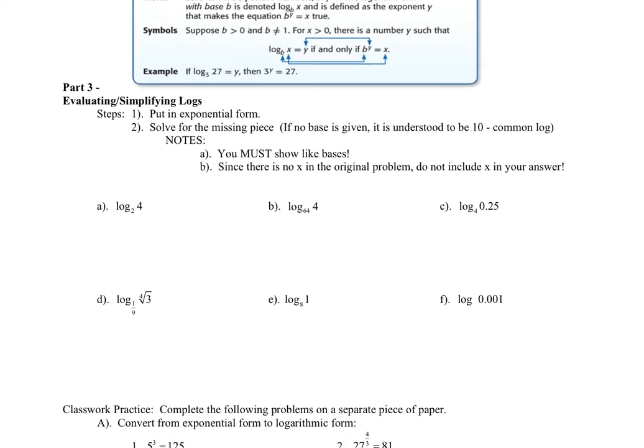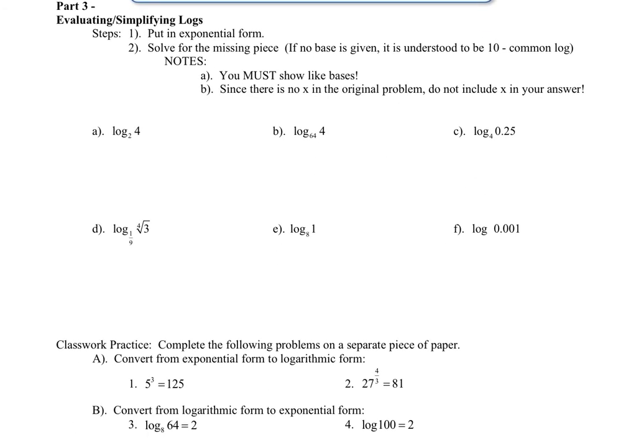So what I'm going to look for us to do is to evaluate each of these, making sure we show our work. And so our steps will be the following. Put it in exponential form and then solve for the missing piece, which is going to be the unknown. To have an unknown, we're going to introduce an equals x. And so you're going to notice underneath my notes, besides showing like bases, which is a way of me saying you must show your work, part B says since there's no x in your original problem, do not include x in your answer.